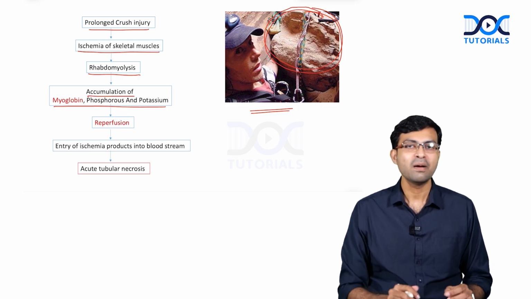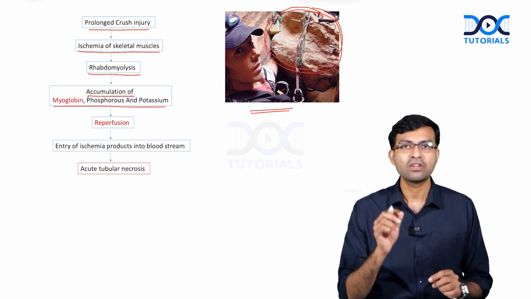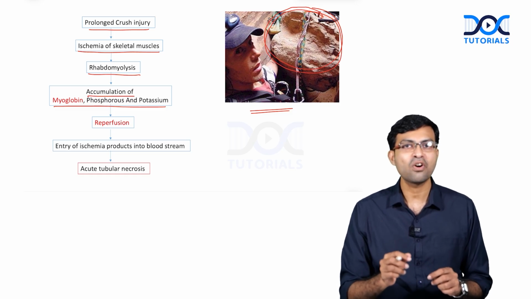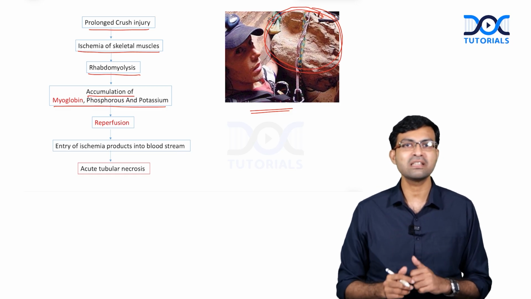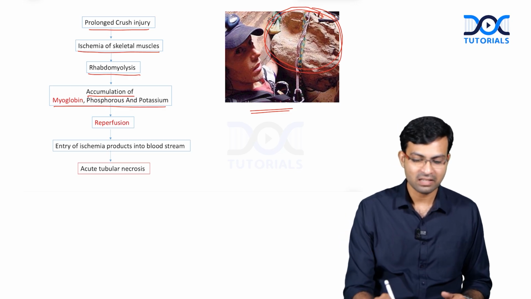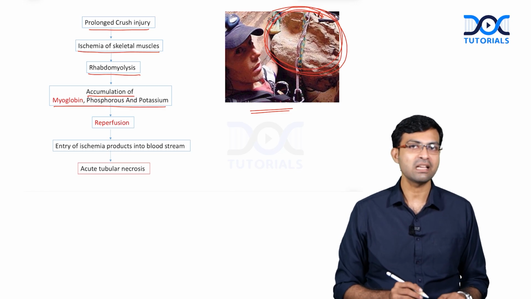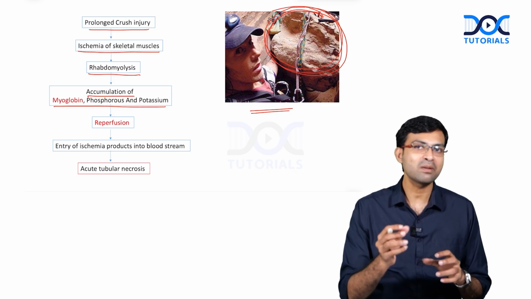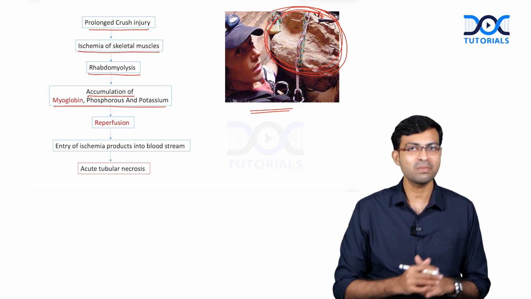They will be there. But remember, these toxic metabolites are not yet entering the systemic circulation. Why? Because there is this blockade there. The crushing stone is actually preventing the toxic metabolites from entering into the systemic circulation.